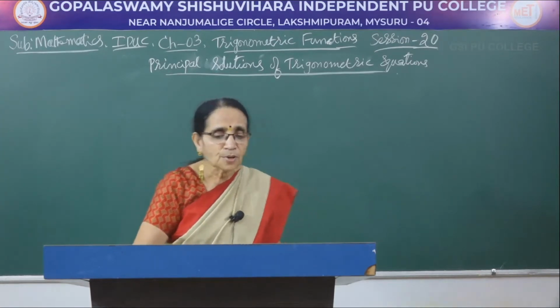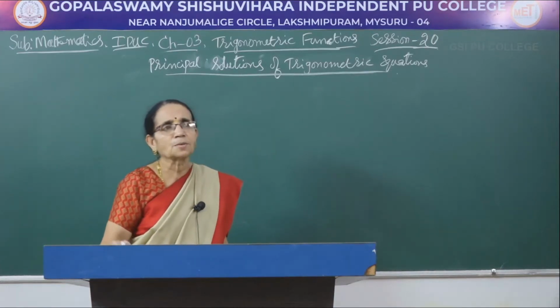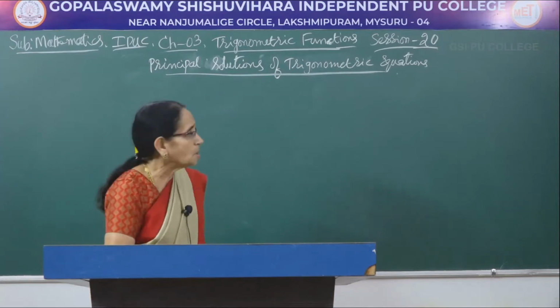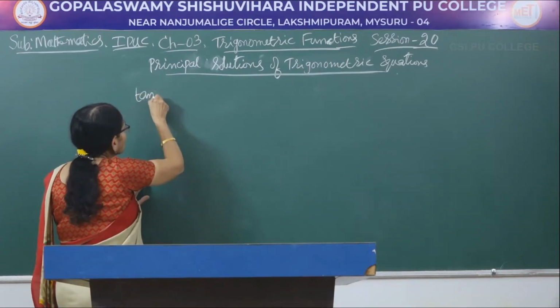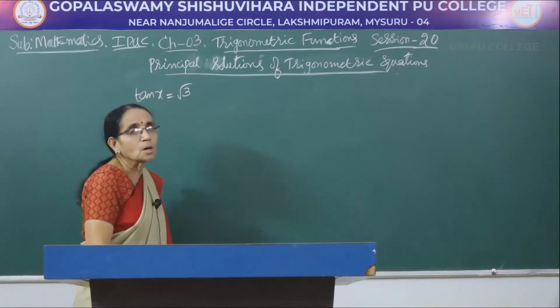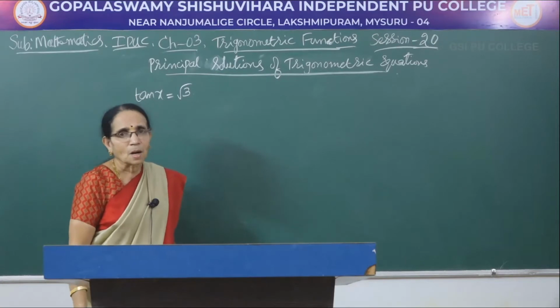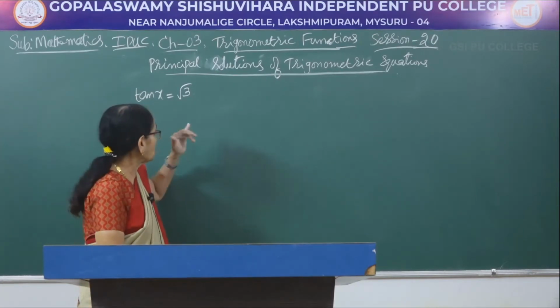Now, first let me take, in the earlier session of course I had considered only sine and cos functions. Now let me consider a function which involves a tan function. Take tan x is equal to root of 3. Now what is the procedure we adopt? I have told you already.